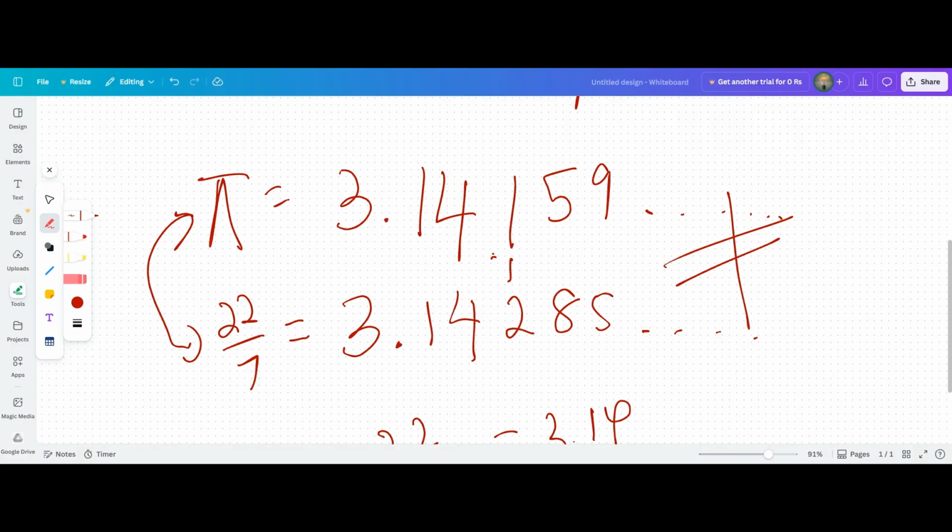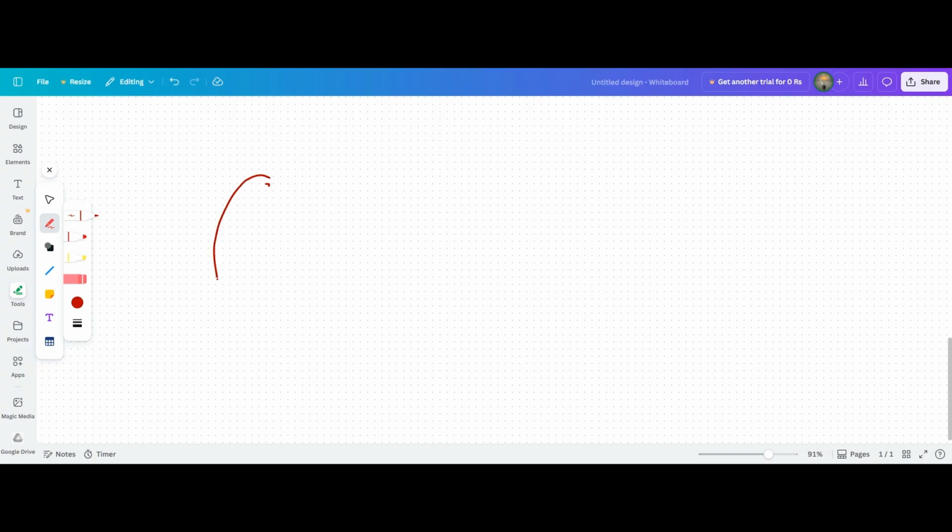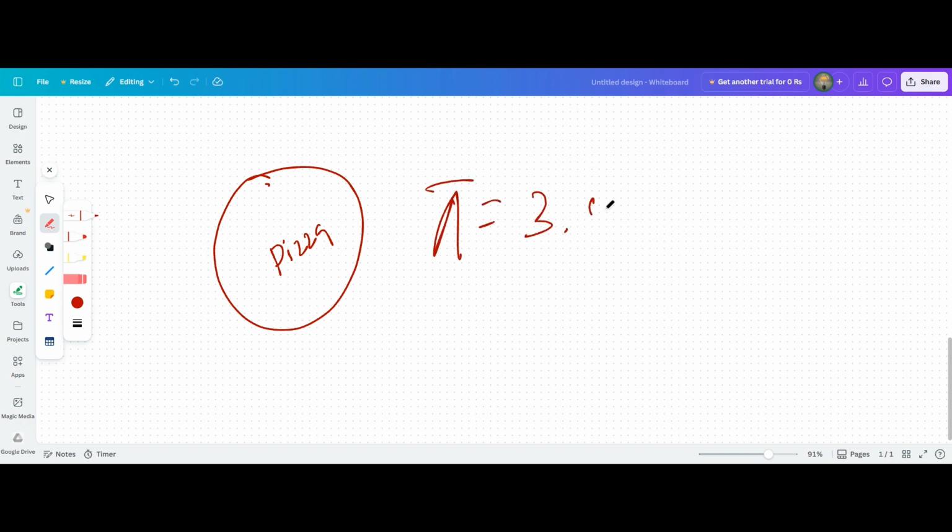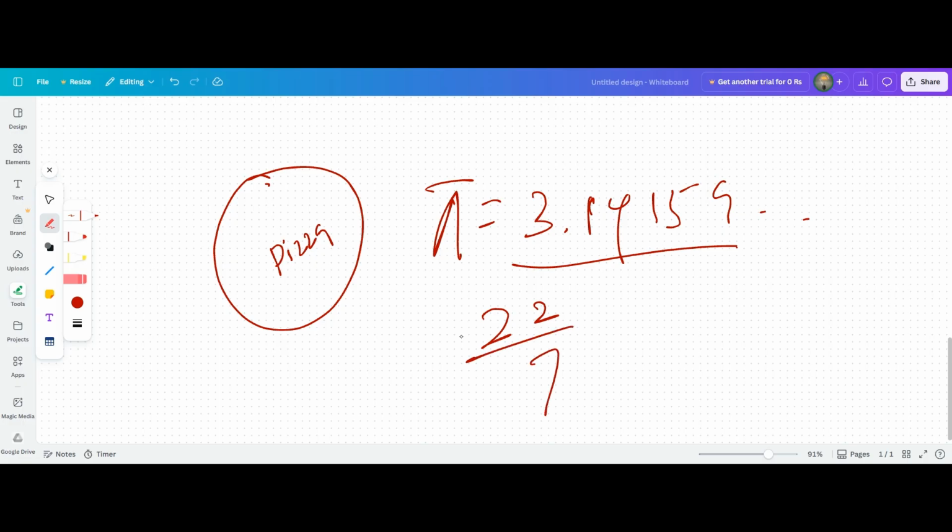Because think like this. Let's take a pizza. A pizza is a small circle. Even if you use the precise value of pi, 3.14159, it's okay to use 22 by 7 because it is a small thing. It doesn't affect much because the error rate is 0.04, a very small percentage. So it's not going to affect the circumference or size of the pizza. So it's okay.